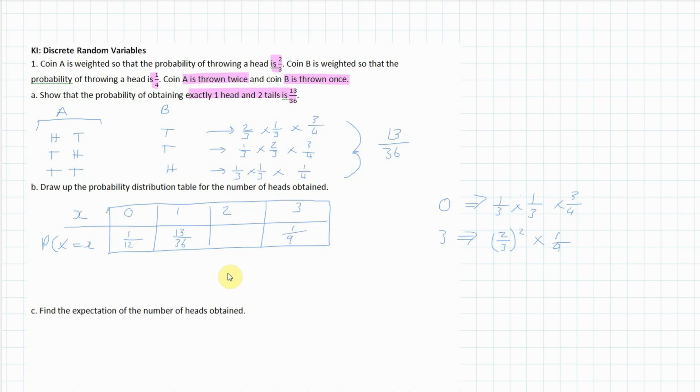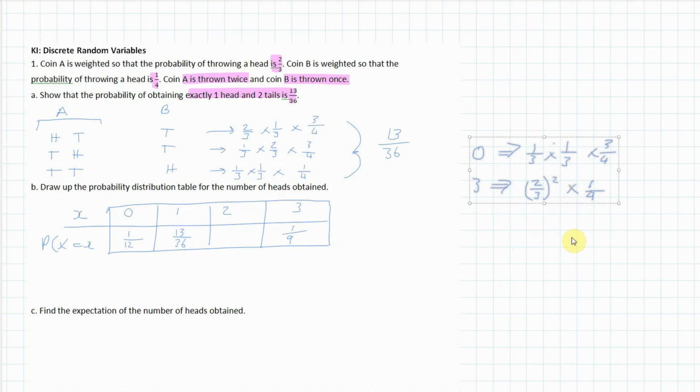And 2's a little bit more complicated, so let's just move this up here. Let's think about 2. Well, if we think about A, we could get heads, heads, and then for B we could get tails.